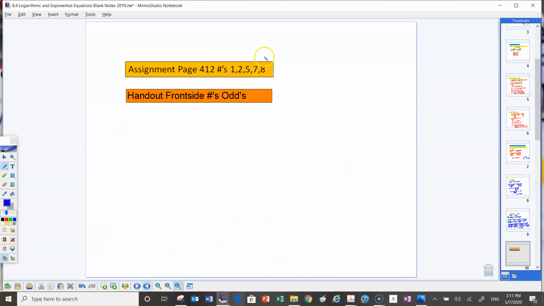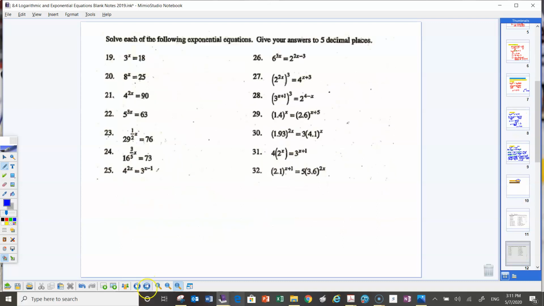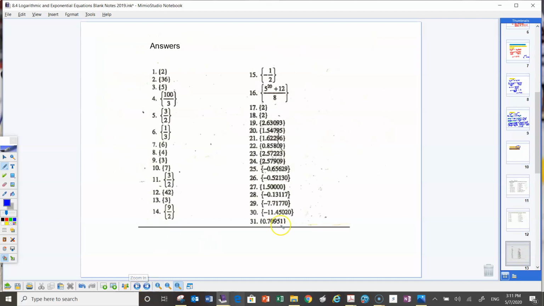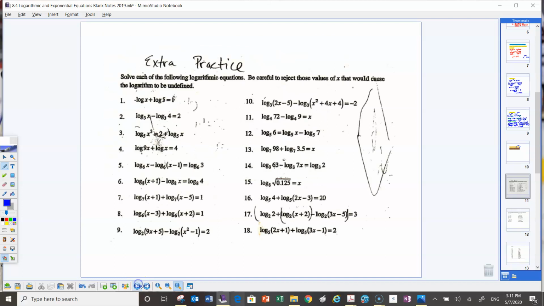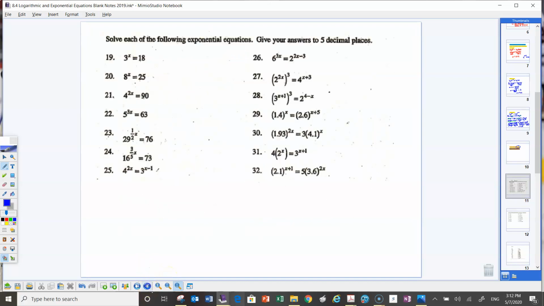Okay, your assignment from your textbook is right there, page 412. And I cut and pasted the handout that you would have gotten in class. So there's 1 to 18 and 19 to 32. And the answers are all there. And it says just do the odd numbers. Again, if you find that's too much, maybe just do a third of them. It doesn't matter to me, but these are just some extra practice questions because our textbook doesn't have many of this type.